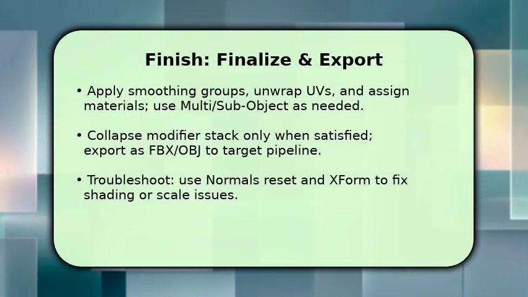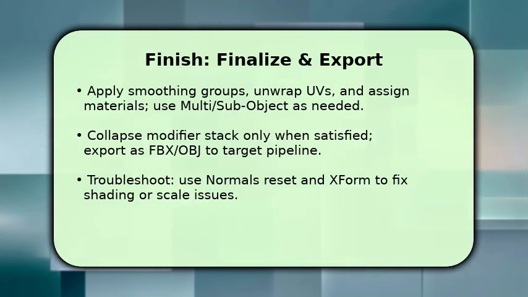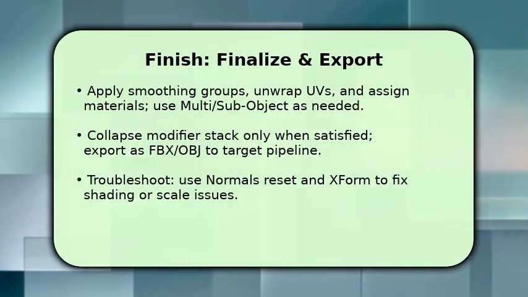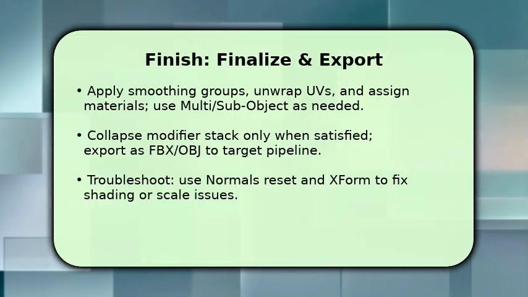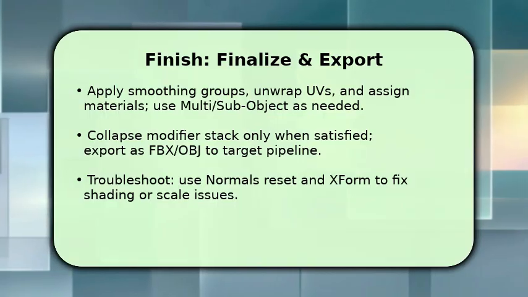To finish, clean up normals and smoothing groups, unwrap UVs for texturing, and assign materials using the material editor. Collapse the modifier stack only after verifying geometry and UVs, since collapsing is hard to reverse. When ready, export as FBX or OBJ with correct units.